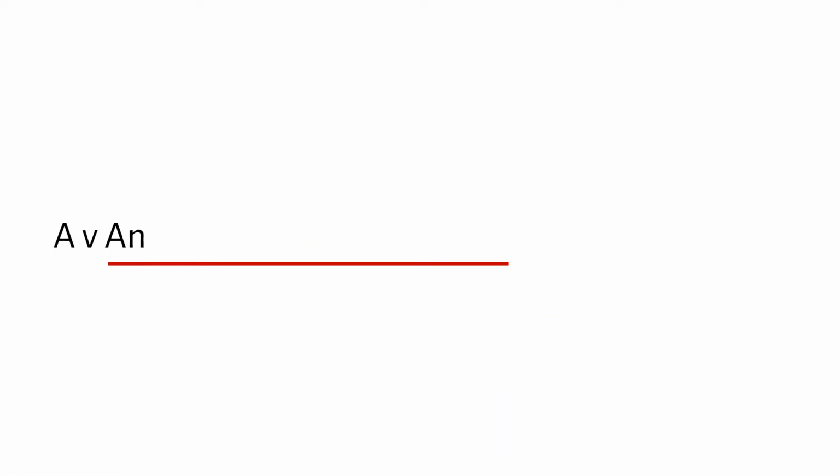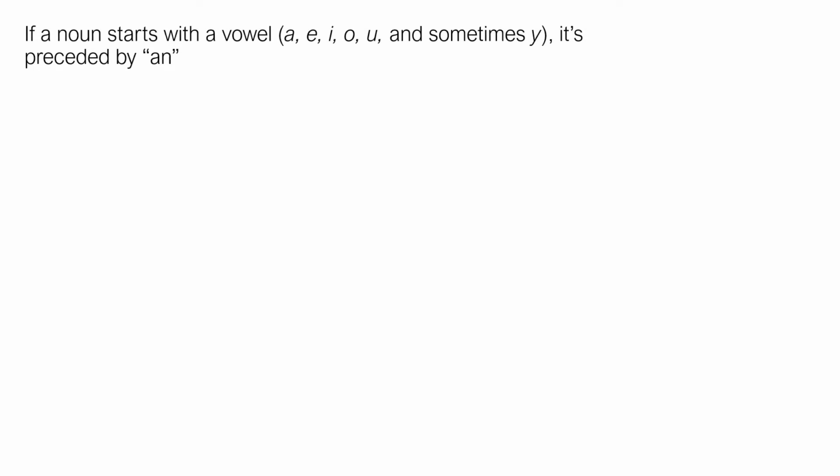How about A versus an? What do we do again? So if a noun starts with a vowel, it's preceded by an. So let's have a look. We live in an old house. Now this is incorrect, because I said vowel as noun, but this is not a noun, this is an adjective.